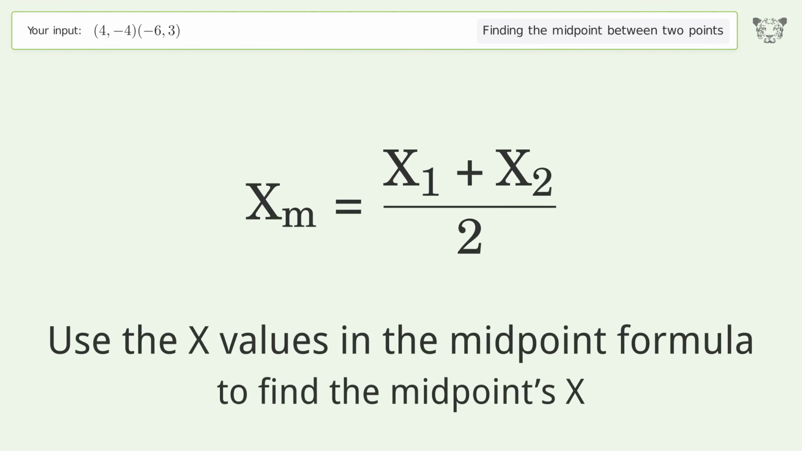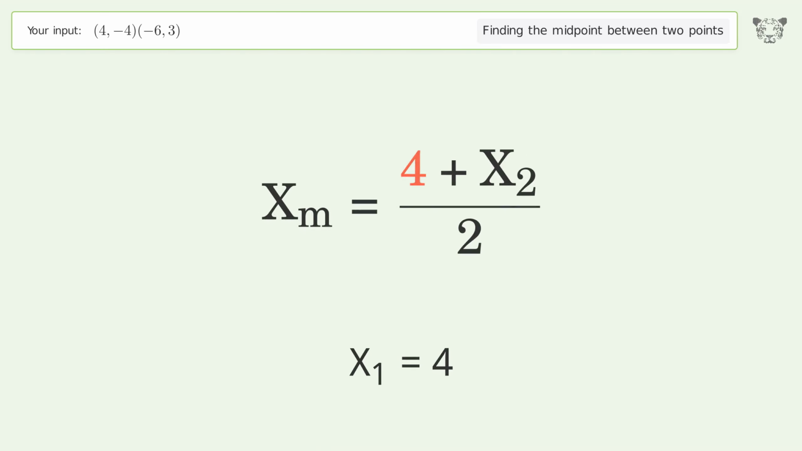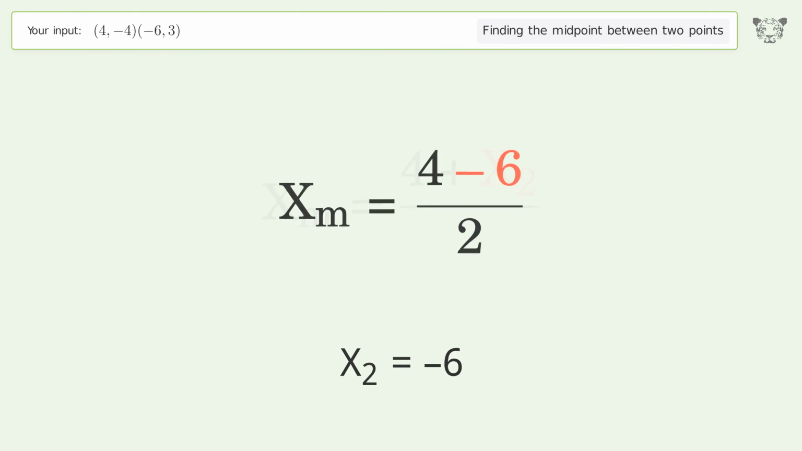Use the x values in the midpoint formula to find the midpoints x. x1 equals 4. x2 equals -6. Simplify the arithmetic.